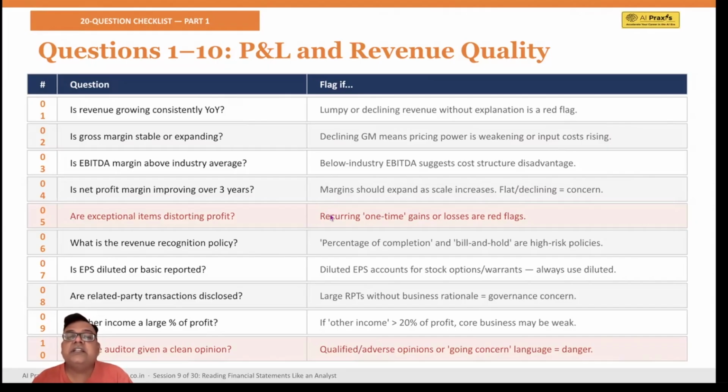Has the auditor given a clean opinion? If you see terms like qualified opinion, adverse opinion, going concern, all that, that's a serious red flag, serious warning. Okay, so these 10 questions actually help you understand one thing very clearly, not just whether the company is growing, but whether that growth is real, sustainable, and trustworthy.